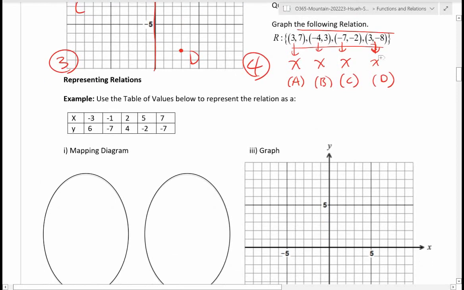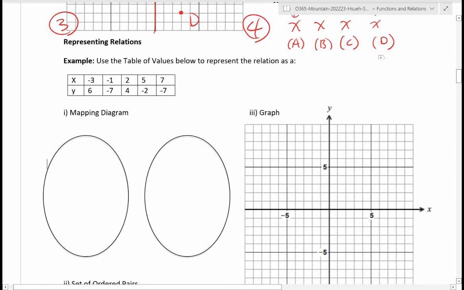It says use the table of values below to represent the relation as a, well, here you can see there is a table of values. We want to represent this relation as a mapping diagram. So recall, mapping diagrams means it's going to go from one set to the other. The bubble on the left always represents the x, independent variable, or the input, whatever you call it, it's the same thing here. And we have y values for the second bubble.